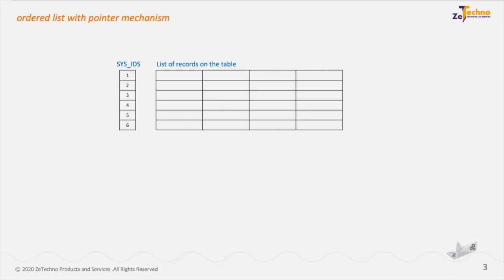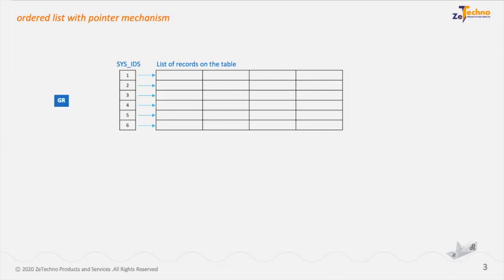These are not physical addresses. These are just identifiers. The sysid is just an identifier for a record. So this is how you can see it. If I have an identifier, then definitely I can refer to any column or any field on that particular record. Now we have the references, we have the records.